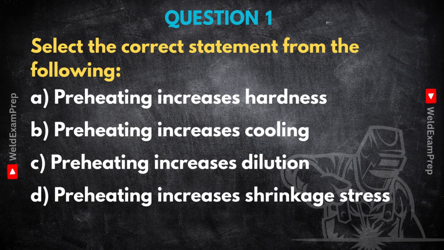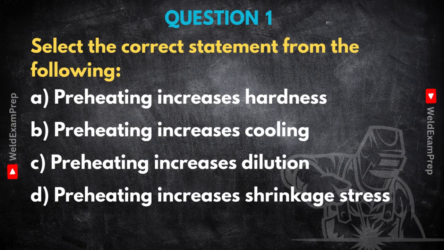And following that logic, if it slows cooling, I'm guessing option A, preheating increases hardness, is probably also incorrect. Because isn't fast cooling what usually creates hardness? You're spot on. Rapid cooling, especially in those hardenable steels we mentioned, can lead to the formation of hard, brittle microstructures. Things like martensite in the HAZ. Nasty stuff in the wrong place. Definitely. So by slowing the cooling rate, preheating aims to reduce the formation of these unwanted phases, and thereby it reduces hardness and actually improves ductility. So A is also incorrect.